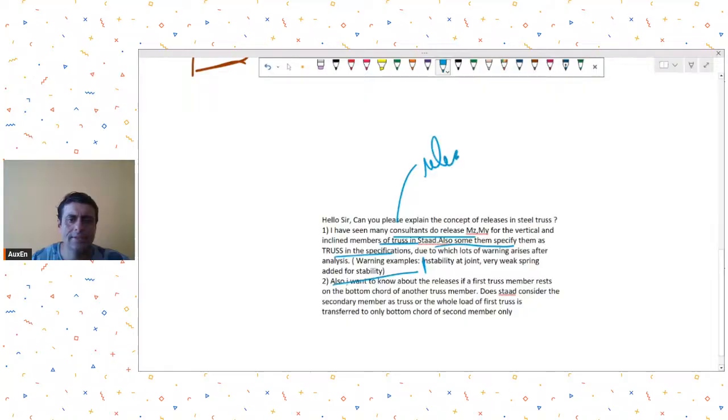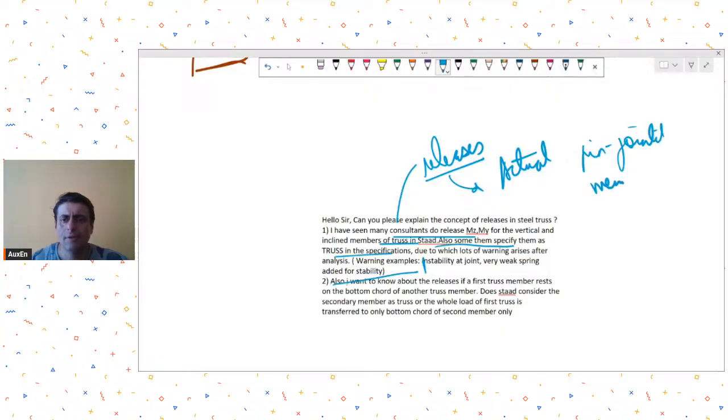So releases, see, this is an actual truss. If you read the definition of truss, they are supposed to be pin jointed members. Okay, that is the definition that we study, and that is how we analyze our trusses. If you have done manual analysis for trusses, you will observe that we consider them to be pin jointed elements, and that's how we analyze them and find their internal forces, moments, etc.